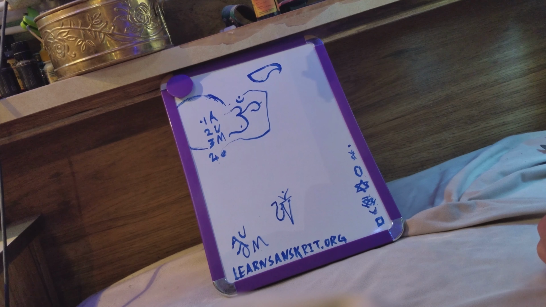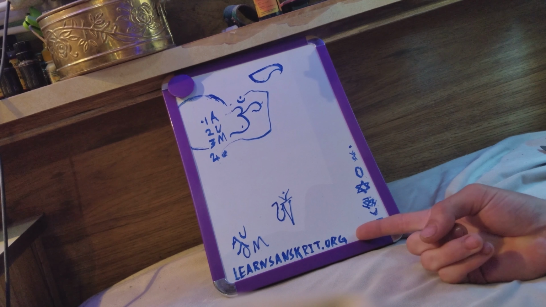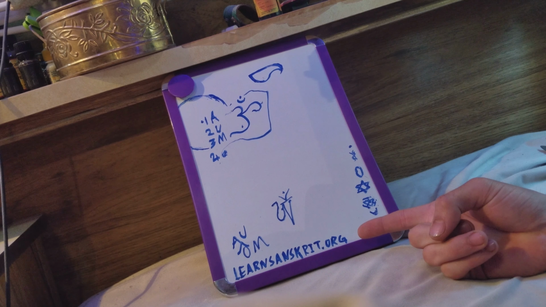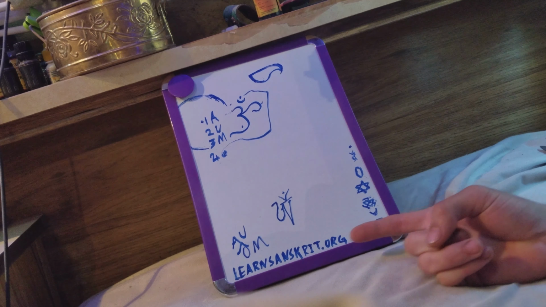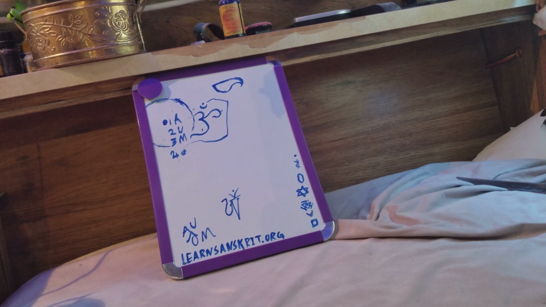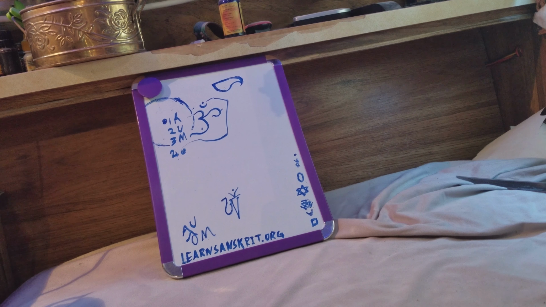And another thing I would highly recommend is checking out learnsanskrit.org. If not for learning the entire language, I would at least go as far as learning the vowels. Be able to read these mantras and things for yourself and explore this language that has so much potential.